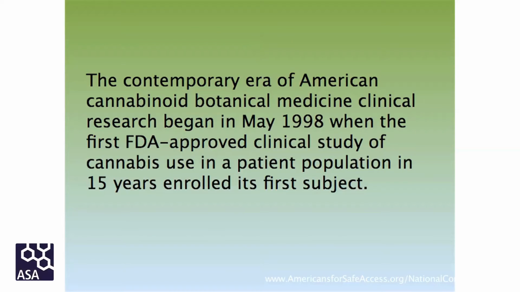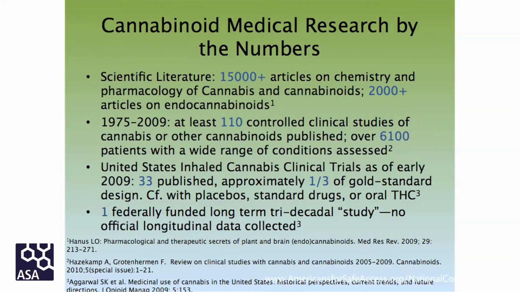After 1998, when the first FDA-approved clinical study of cannabis in a patient population enrolled its first subject in 15 years, that catapulted more modern cannabinoid research trials. If you go back to 1975 to 2009, you can add up 110 trials involving 6,100 patients, including cannabis and cannabinoids in human studies. In the United States, 33 to 40 different inhaled clinical cannabis trials, about a third of which were gold standard, that is double-blind, randomized, placebo-controlled, were done in this period.